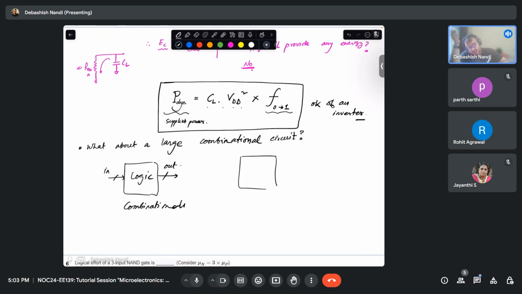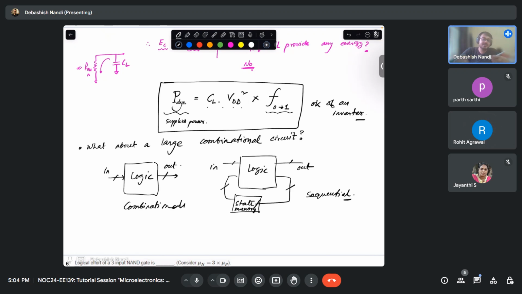And if you have logic, but in a loop, if you have memory or state and input and output, this is called sequential. Means it can store some previous state, output states also, and take that as input and use it to compute again.